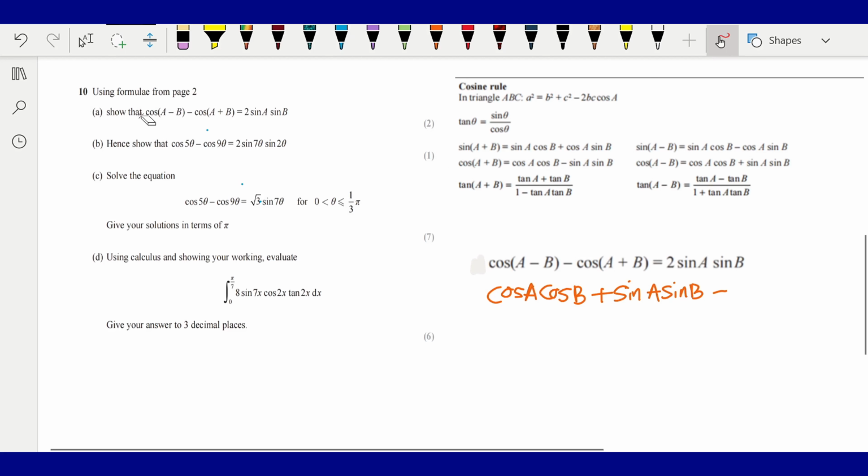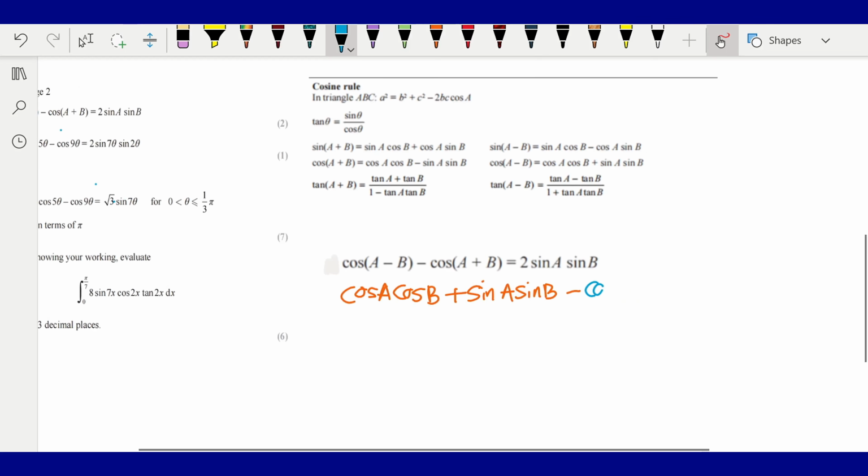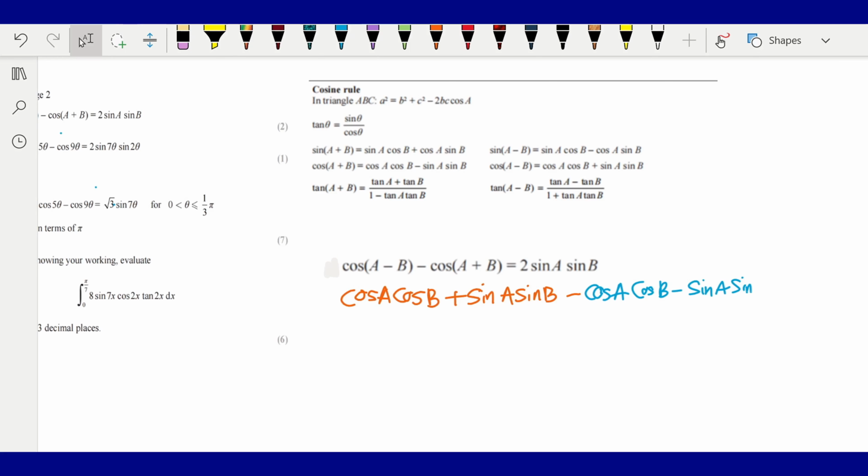So we show cos(A minus B) minus cos(A plus B) equals 2 sin A sin B. Now cos(A minus B) is cos A cos B plus sin A sin B, and then cos(A plus B) we just copy from the formula, cos A cos B minus sin A sin B, and this is subtraction. So we put a bracket here.